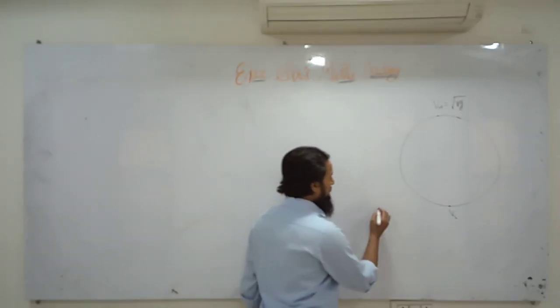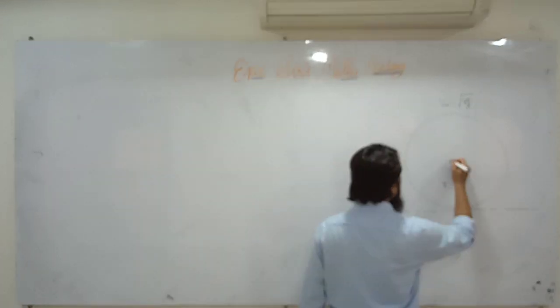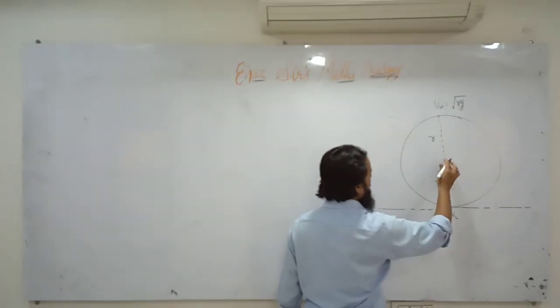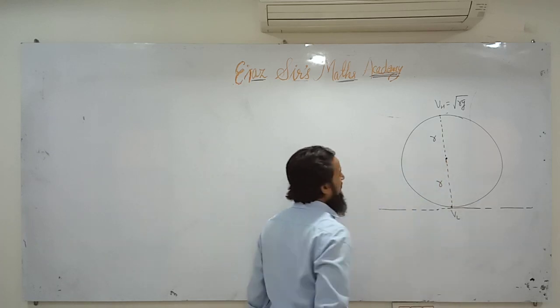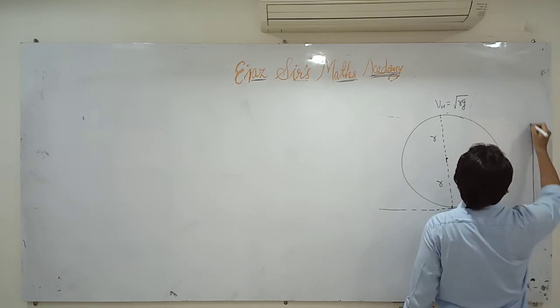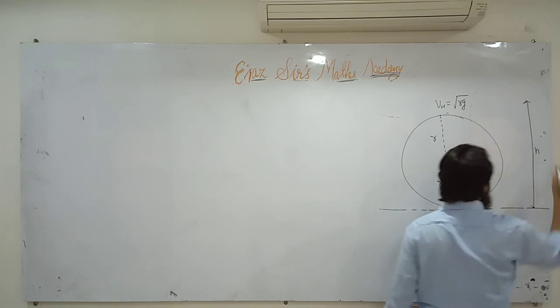For that, we have to imagine that this is the ground level and here it is the center. Let this be the radius of the circle and this also will be the radius of the circle. This total distance will be 2 times r, 2 times the radius, 2r, and if you want to find out potential energy, this will be like height.